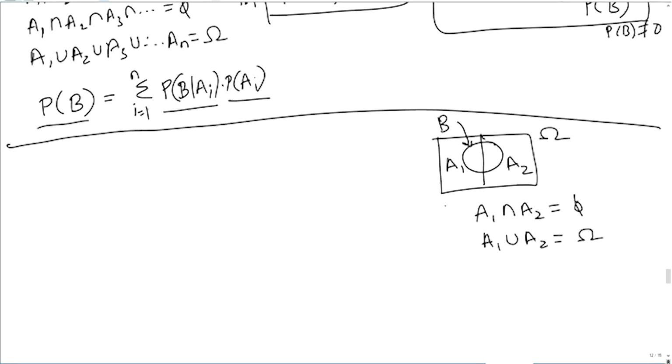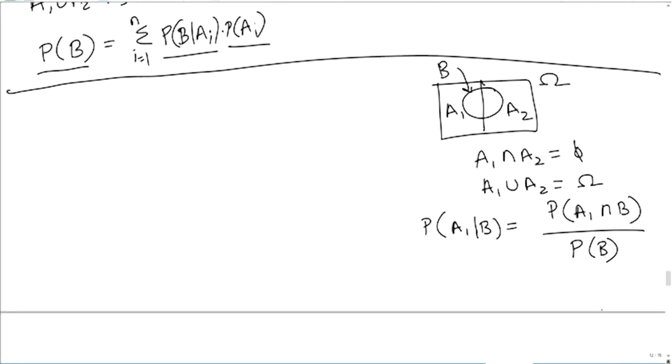Now if I ask you what would be the conditional probability of A1 given B, the conditional probability of event A1 given that event B has already occurred, what would it be? Well, it would be probability of A1 intersection B divided by probability of B. I just applied the formula of conditional probability here.